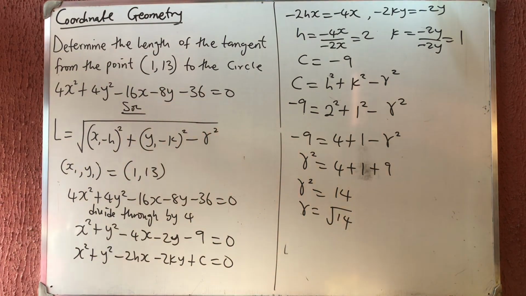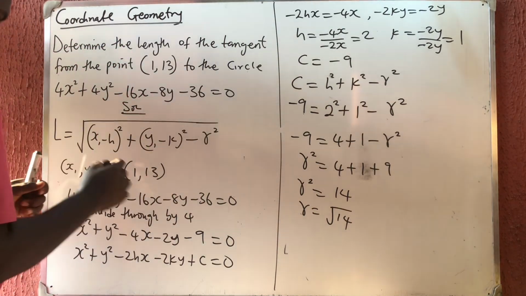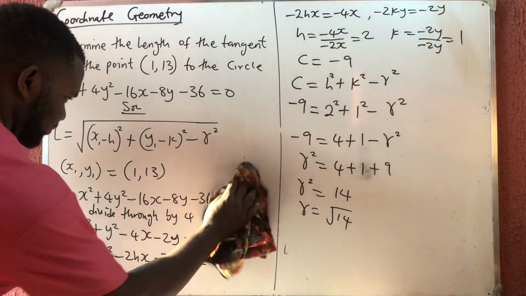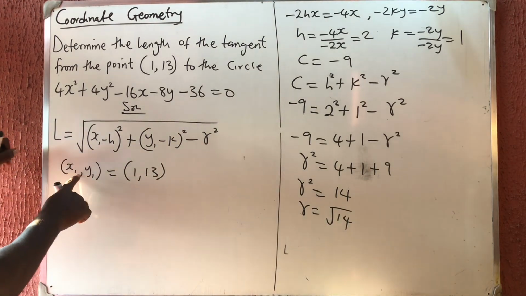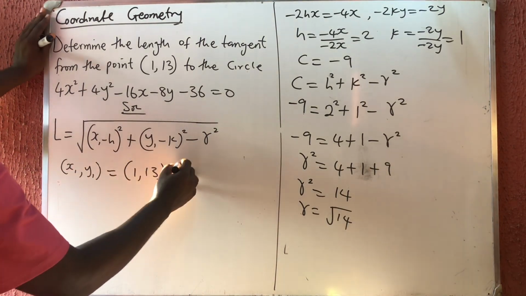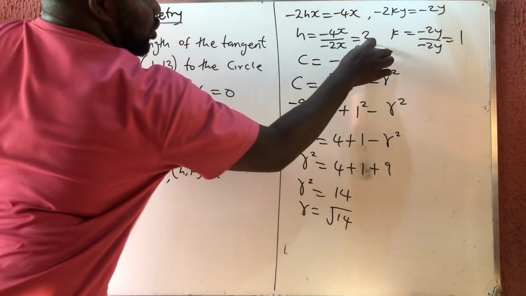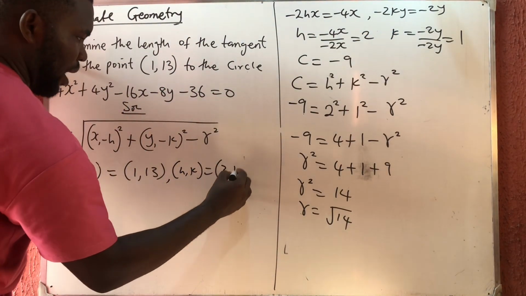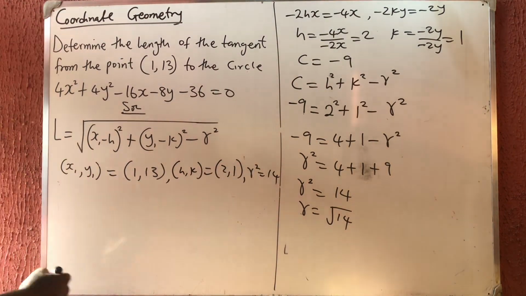So having gotten this, we are good to go. So let us now substitute. To substitute, let me write out what we have. We've gotten that x1 and y1 is this, and then we have gotten that h comma k is 2 comma 1, and then our radius squared is 14, because that's what we need.